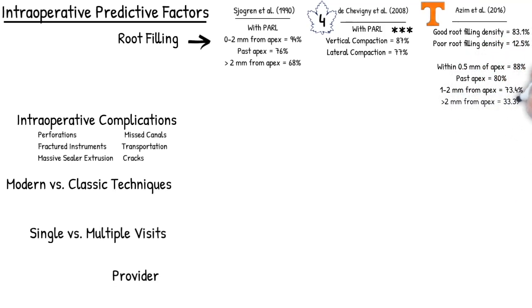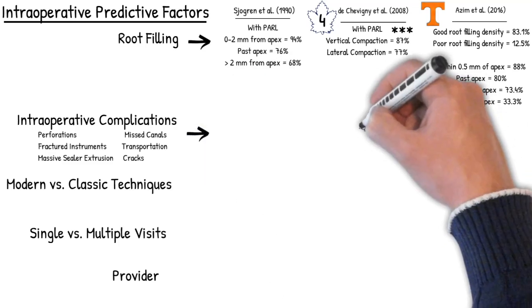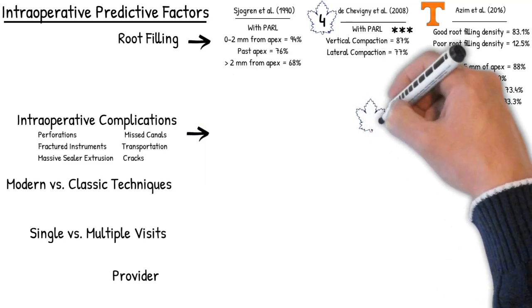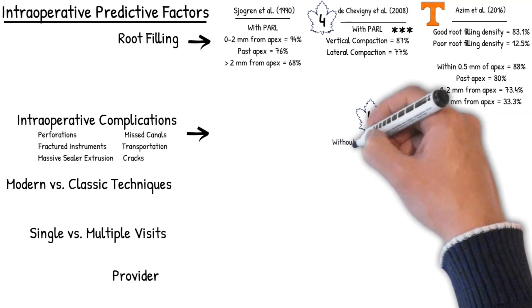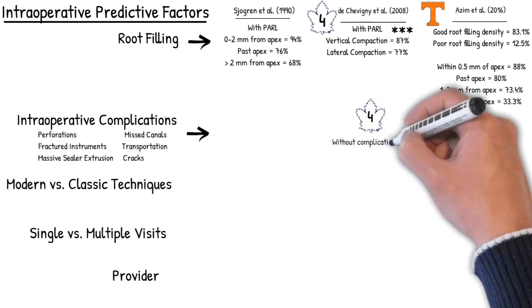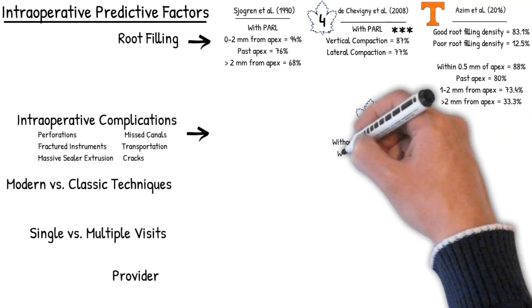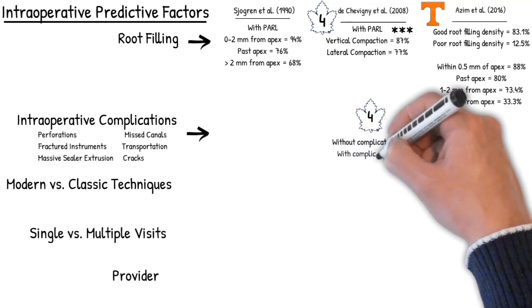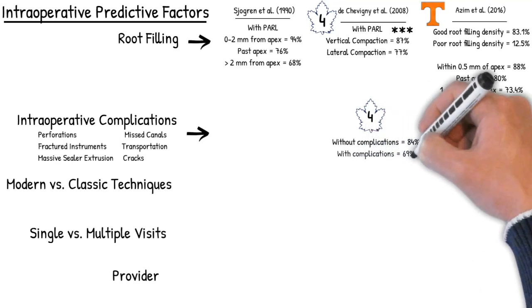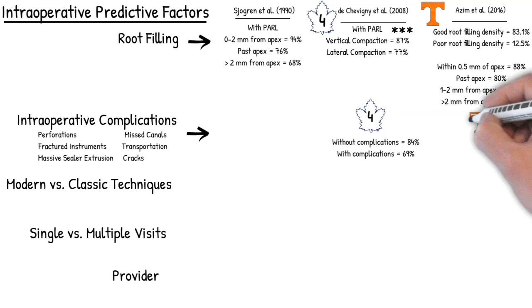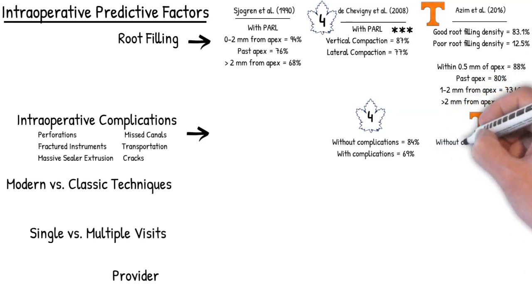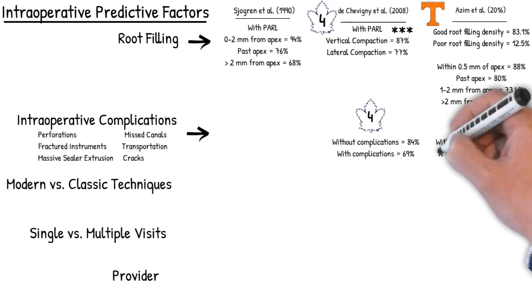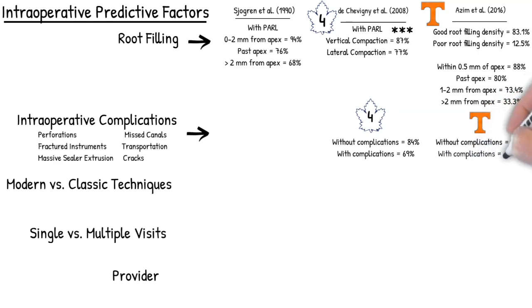When looking at the intraoperative complications, the Toronto study also found that if there were no complications, success rates of 84% were demonstrated. However, once complications were present, only 69% of the teeth were successful. The Tennessee study also found that without complications, 84% success rate was observed, but with complications, their success rate dropped all the way down to 29.4%.